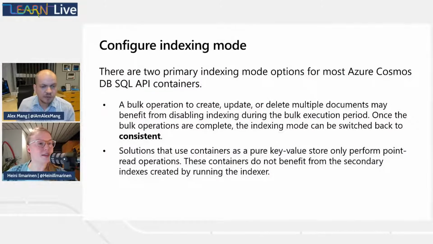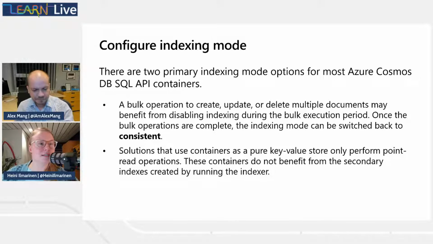But that also implies that you're treating Cosmos DB as a key value pair store. So your Table API might be a better API than the SQL API from that perspective. But if you're still on the SQL API for other reasons, then the solutions that would use containers as a pure key value pair store would benefit from point read operations, where you retrieve the single item based on the partition key and the identifier, and you don't care about indexes at all. These containers don't benefit from having secondary indexes. Yeah, that's good to highlight.